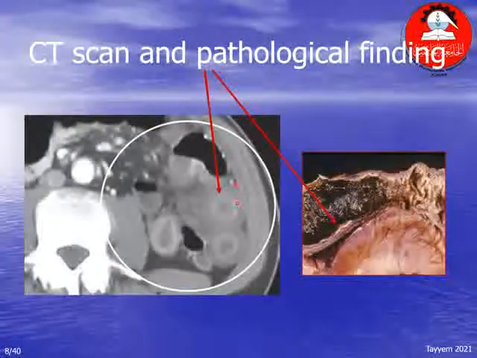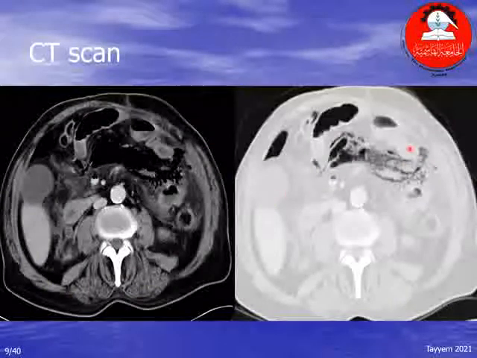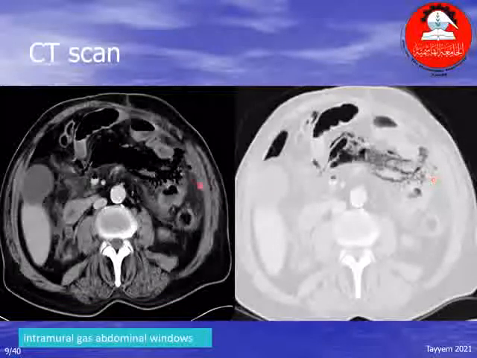And this is again the CT scan finding correlated with the gross pathology. You can see how the bowel wall is thickened on gross pathology. And in this slide it shows the intramural gas, and on the lung window of the abdominal CT scan you can see the gas is more obvious inside the bowel wall, and this is quite advanced sign of bowel ischemia and necrosis.